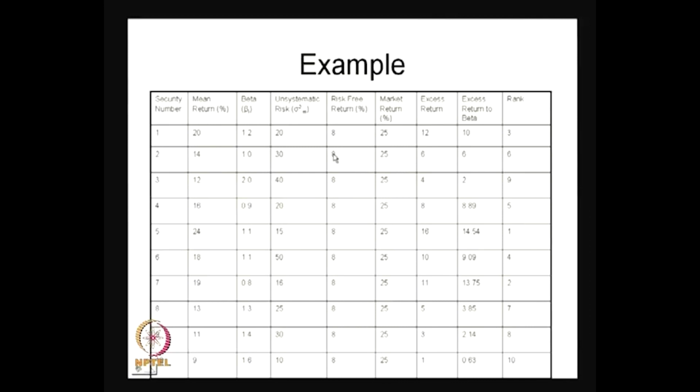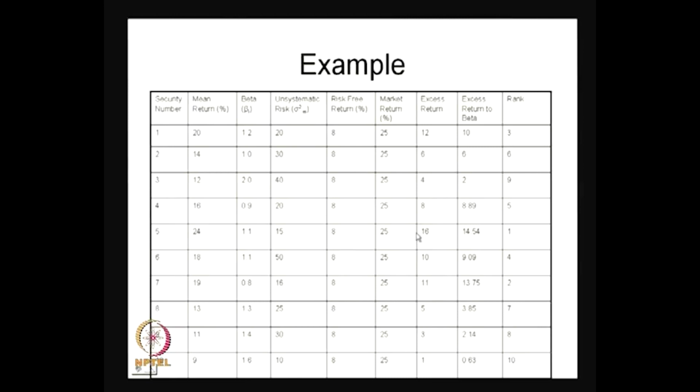So, if you have the total risk, and from there you deduct the systematic risk, then the unsystematic risk will be there. So, this will be 20, 30, 40% of the different assets. Then this is a risk free rate of return, which will be same for all the assets, because the risk free rate of return is related to the market only. That is why it will be 8 only, 8% we have taken in assumption. The market return is also the same for all the assets, which is 25%.